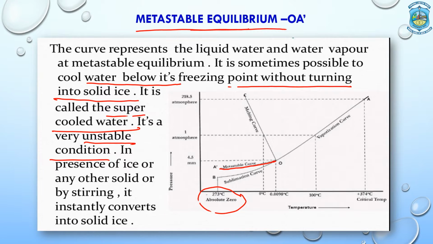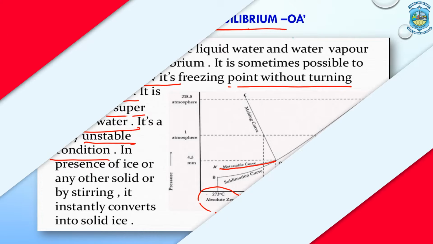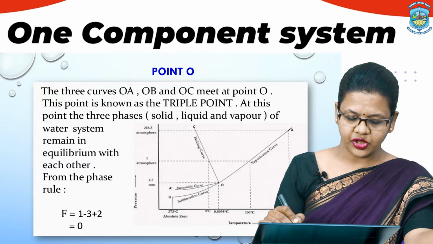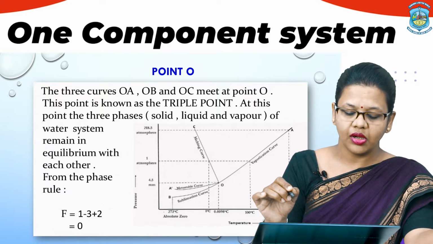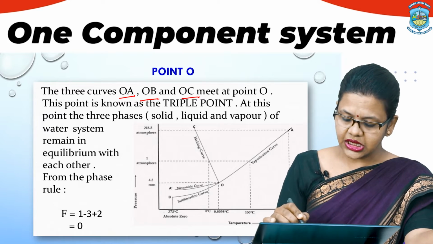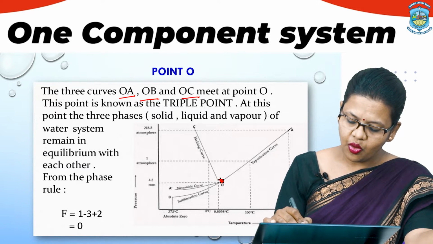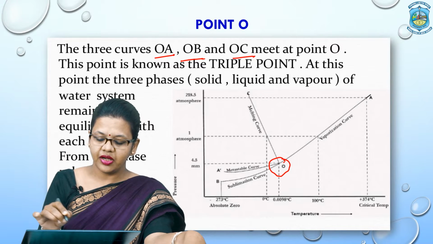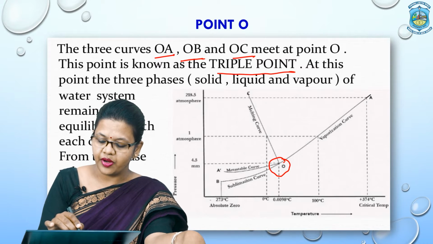So, this curve is known as the metastable curve, where on supercooling the liquid, instead of getting converted into the solid state, it continues to be in the liquid state. Now, after discussing the 3 curves, we come to the point O. All the curves OA, OB and OC start from a common point O, and this point is a very special point, which is known as the triple point.